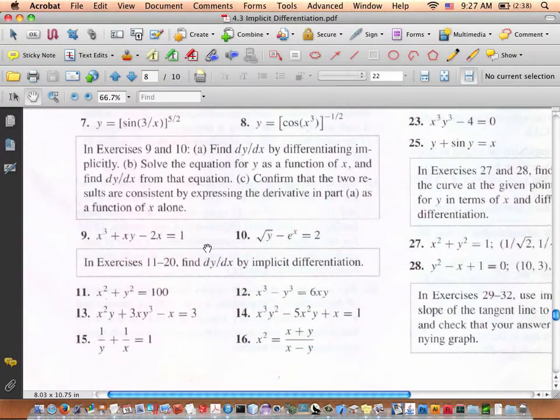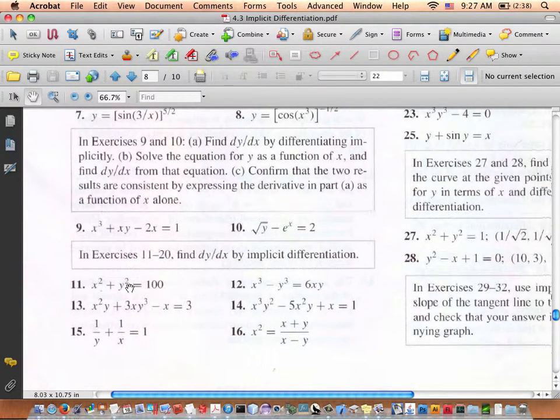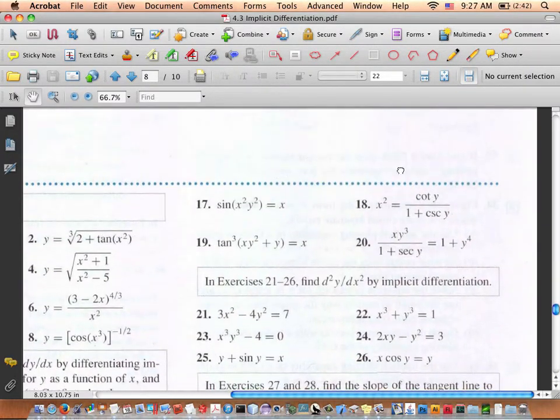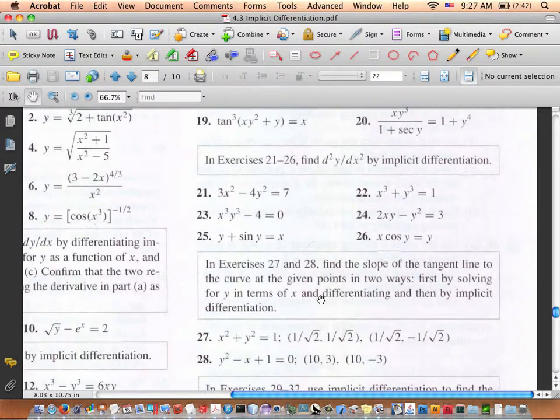Numbers 9 and 10, this is where we finally get to do a little bit of implicit differentiation. And then 11 through 16, more implicit, actually goes through 20. And then when you get to 21, this is where you're going to find the second derivative of y with respect to x, implicitly. So you've got to do 2 derivatives. And what you'll have to do is once you find d2y dx2, you'll have an equation where you have to substitute in what you found for dy dx.